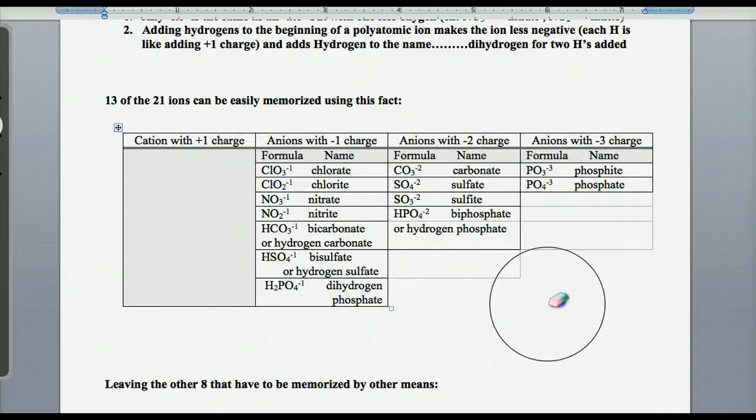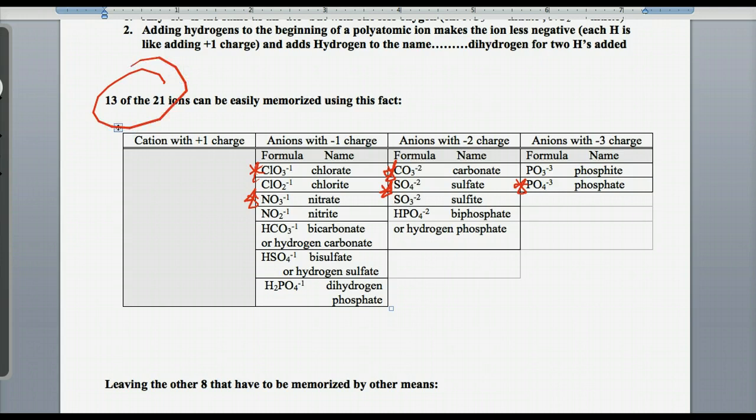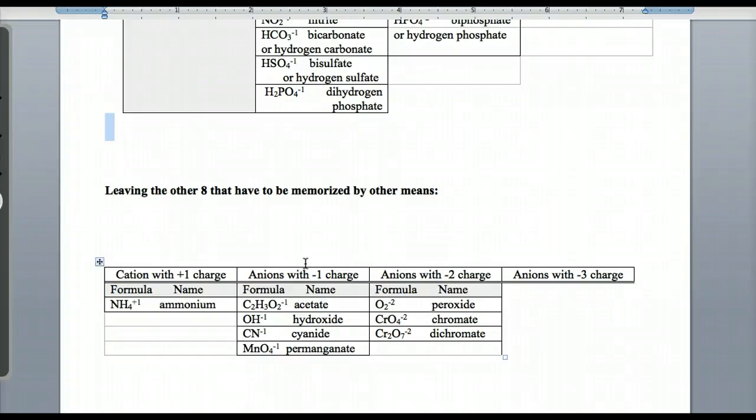So knowing those 5 with the asterisk, just for clarity, the chlorate, the nitrate, the carbonate, the sulfate, and the phosphate, will actually give you an additional 8. So that's 13 of our 21 ions, leaving the rest of, I guess you could call them, oddballs. We don't have really a shortcut for the other 8 down below: ammonium, acetate, hydroxide, cyanide, permanganate, peroxide, chromate, and dichromate.